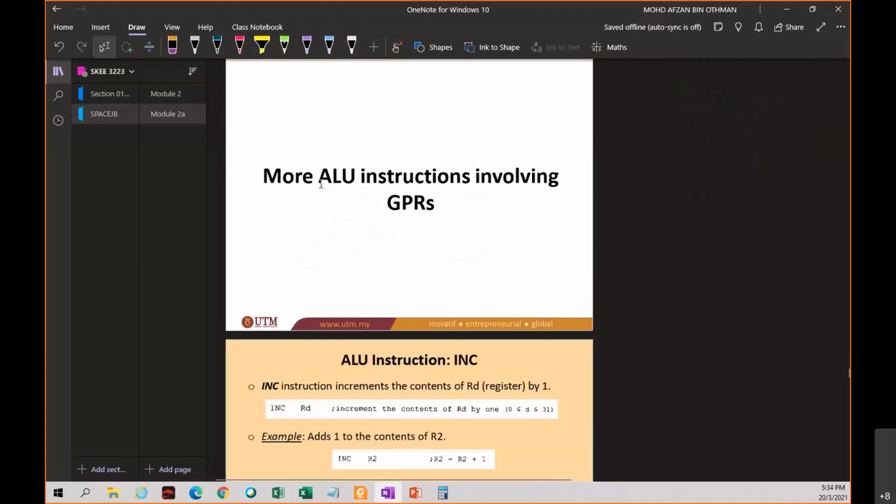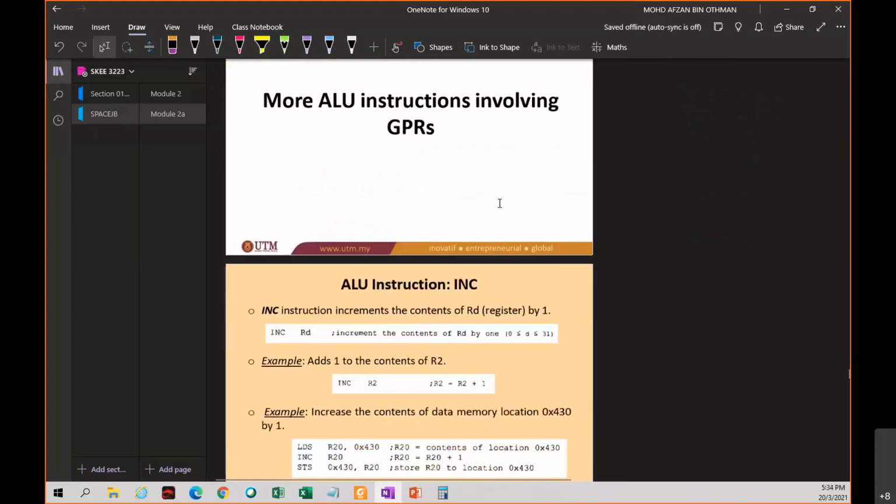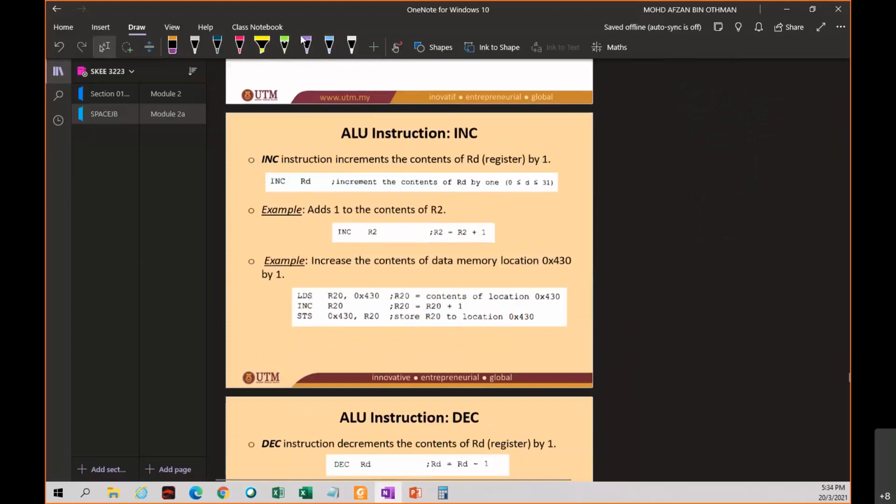Okay, so more ALU instructions involving the GPR. Okay, as I showed you earlier, kita ada banyak instruction. So this is some of them lah. We have the INC instruction. This INC instruction is used to increment the content of RD register by 1. So setiap kali, contohlah, kalau kamu nak increment your register by 1, you can use the INC instruction. So this is the syntax, INC RD, di mana RD can be from R0 to R31.